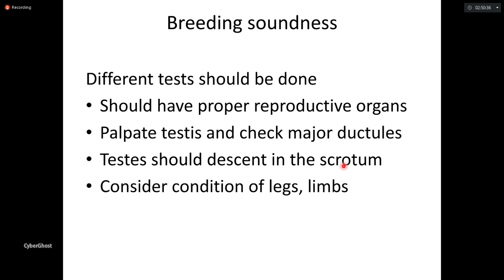So that practice should be there. If they are inside the body of the animal, then we see that this animal is not in a good condition for breeding purposes.